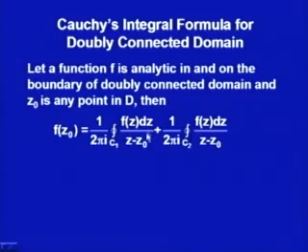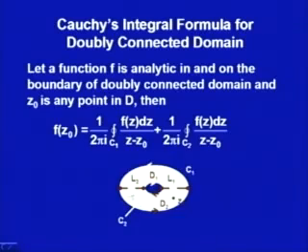So, the integral along C1 of f(z) upon z minus z naught dz, plus 1 upon 2 pi i integral along the boundary C2 of f(z) upon z minus z naught with respect to z. You see, it is a doubly connected domain. How will we obtain this formula? We could get this formula in this doubly connected domain.